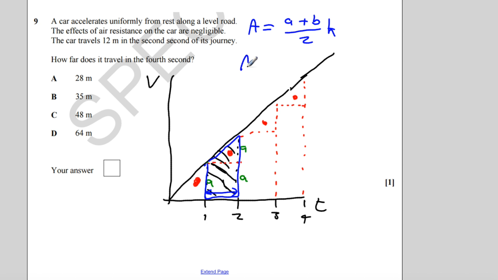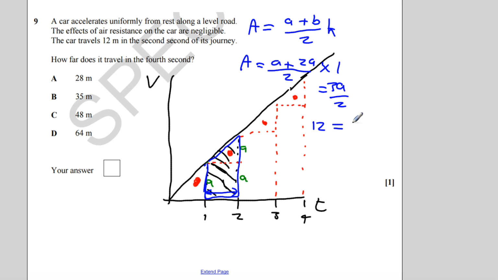So our area for our trapezium here is A, because that's one of the sides, plus B, which here is going to be 2A, divided by 2. And then our h is going to be 1, so times 1. And that gives us 3a over 2. So we know that, and that area is equal to 12.